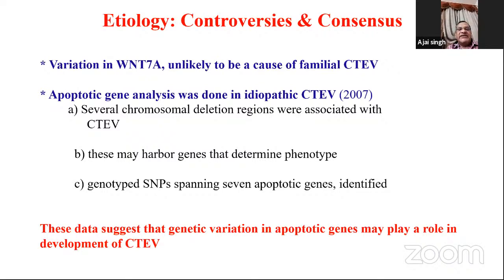These data suggest that genetic variation in the apoptotic genes may play a role in the development of clubfoot, and this information is very important because it promises a future line of action, and maybe gene therapy may be one of the treatments for the future.